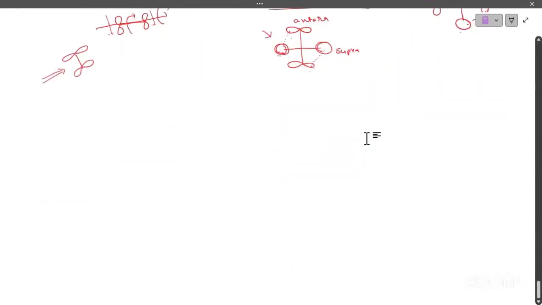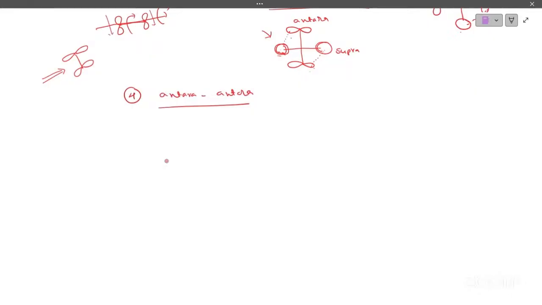Now, coming to the fourth one, antara-antara. Now, first you observe it in the linear approach.